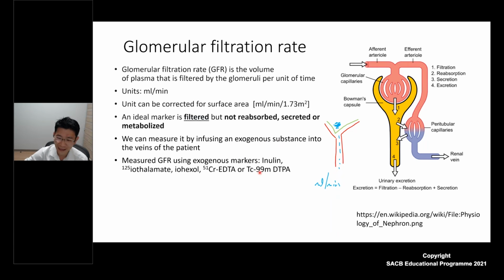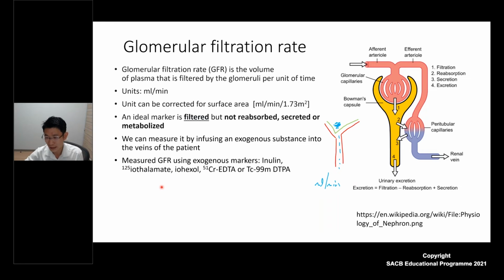There are some ideal markers such as inulin, which is a polysaccharide. In physiological experiments, we infuse inulin into the patient's bloodstream. Then after several hours, we measure the inulin levels in the bloodstream, and we also measure the inulin levels in the urine. There are also other methods.